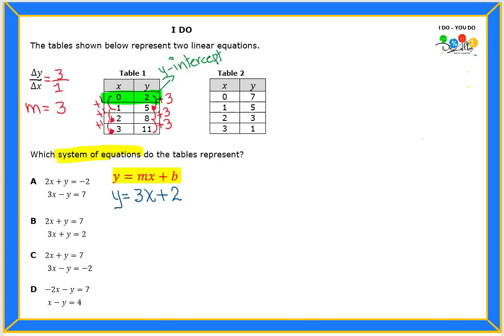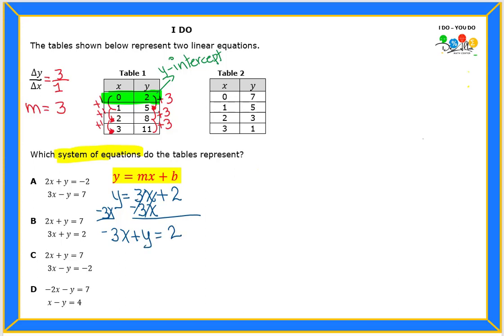Now, I do see that on the answer choices, if I want to really finish this one, I notice that x and y are together on the same side, and I don't see that on my problem, okay? So the first thing I need to do is move that 3x to the left, okay? So I'm going to subtract 3x on both sides. So my 3x's are going to cancel. And now I see negative 3x plus y equals 2.